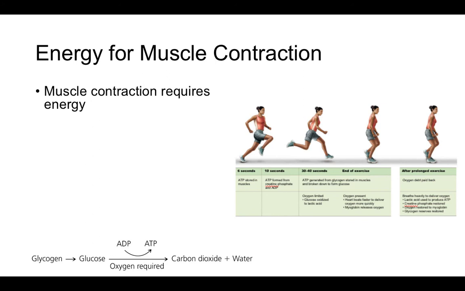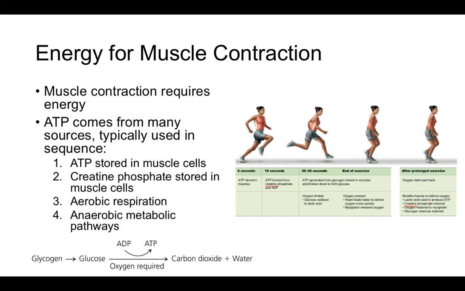So how do we get all this energy? Well, ATP is the answer. All muscle contraction requires energy, and ATP comes from 4 different sources in this series. So number 1, the ATP stored in muscle cells, then creatine phosphate stored in muscle cells, then aerobic respiration, and then anaerobic respiration. I love this figure.